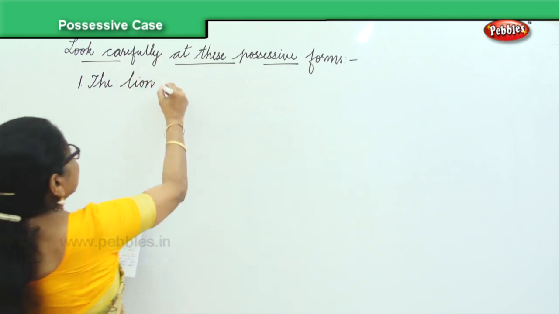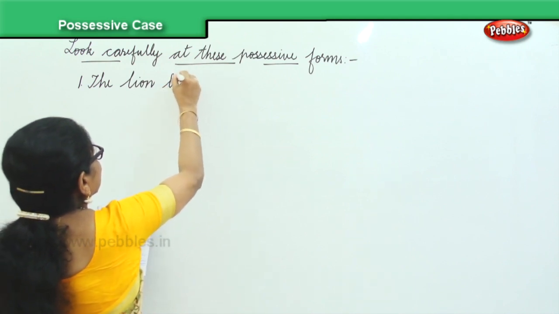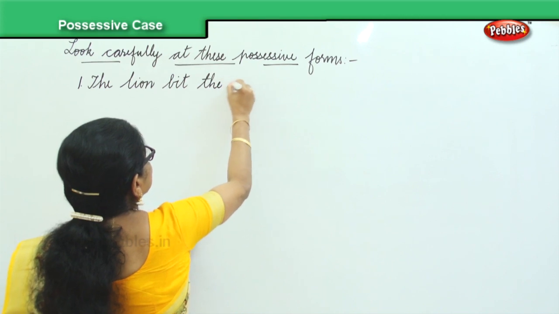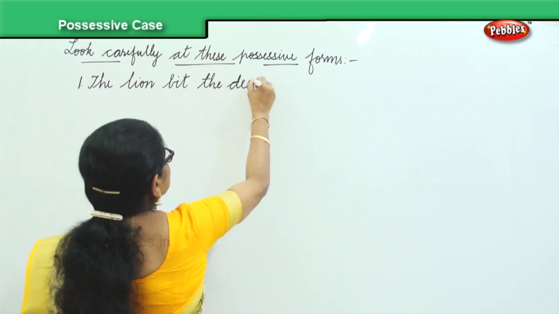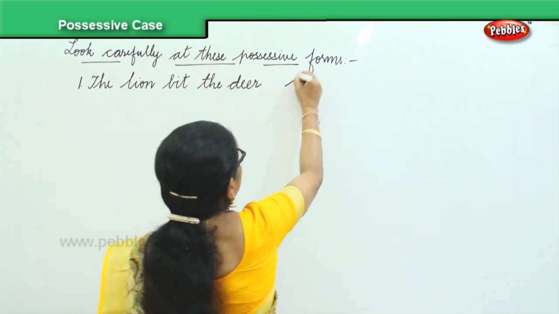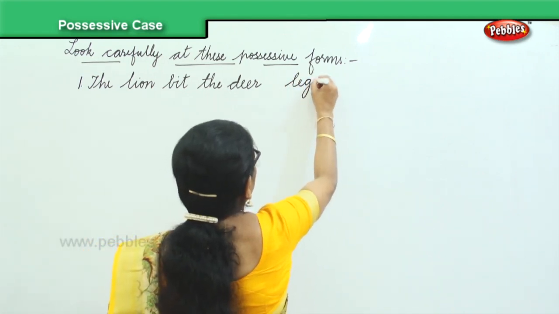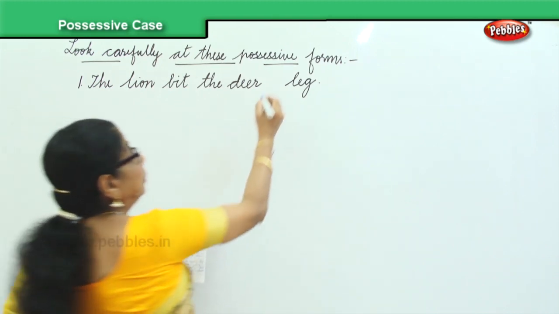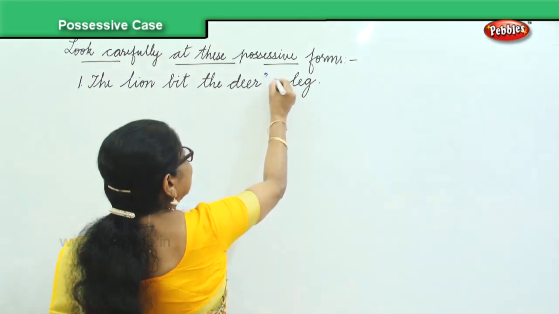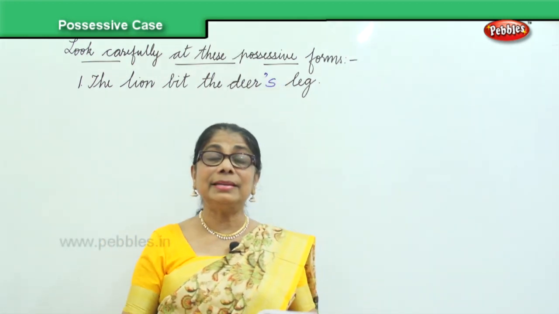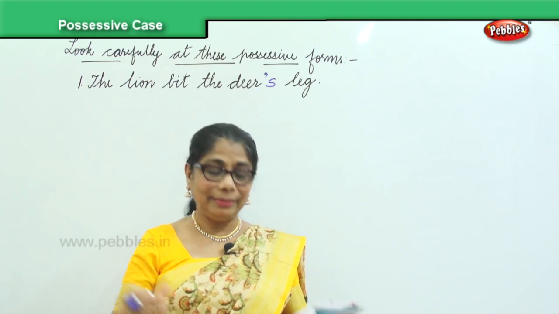The lion bit the deer. The lion bit the deer leg. Now, you're talking about the deer. So, deer's leg. The lion bit the deer's leg. Whose leg? The deer's leg.